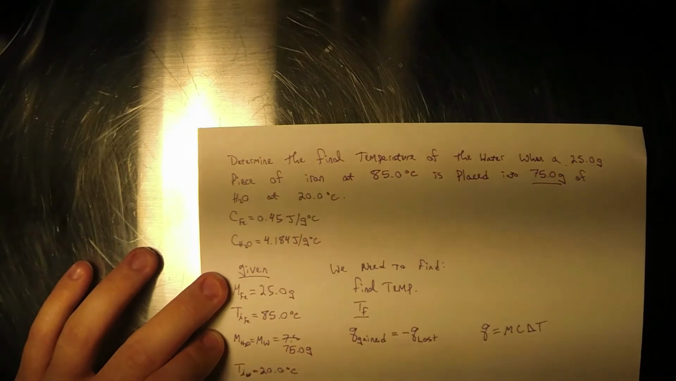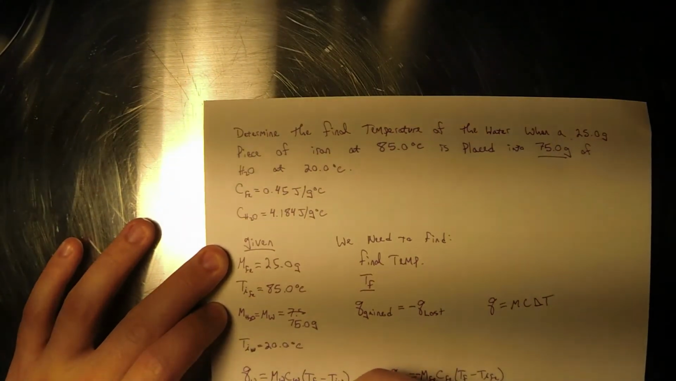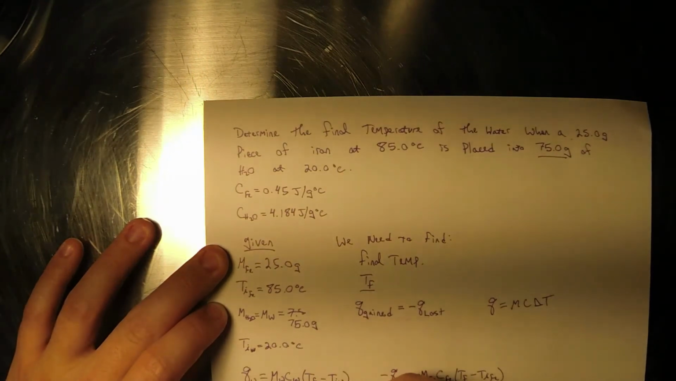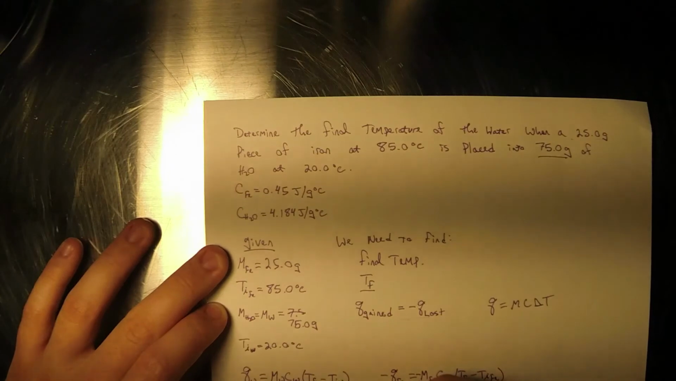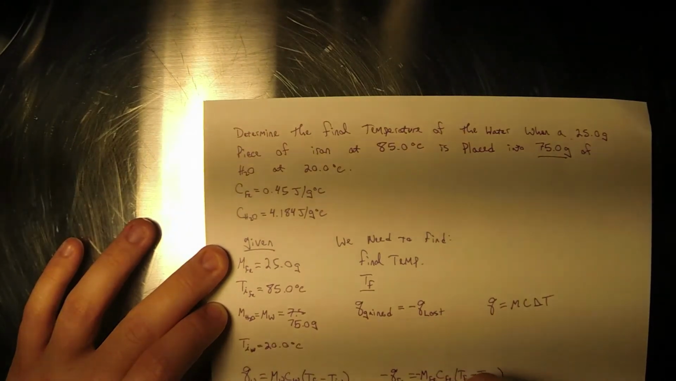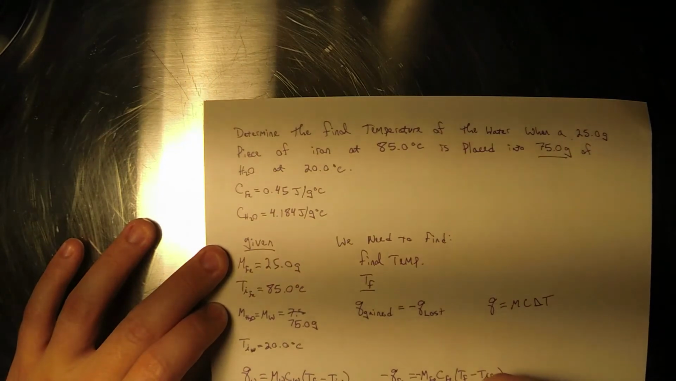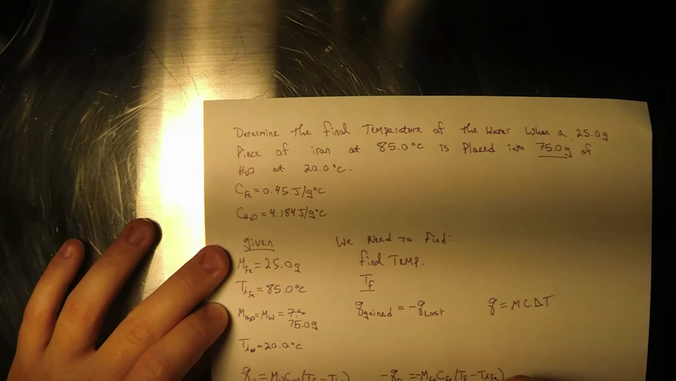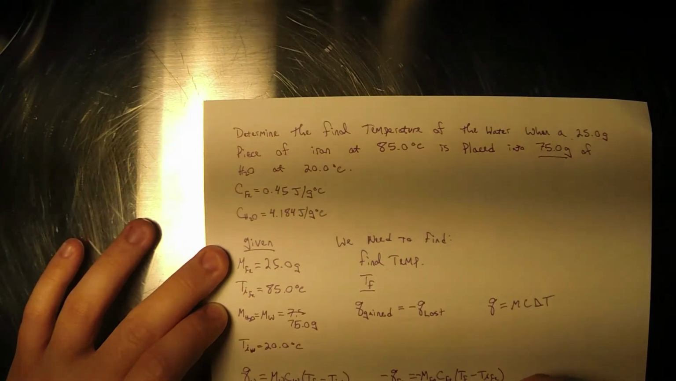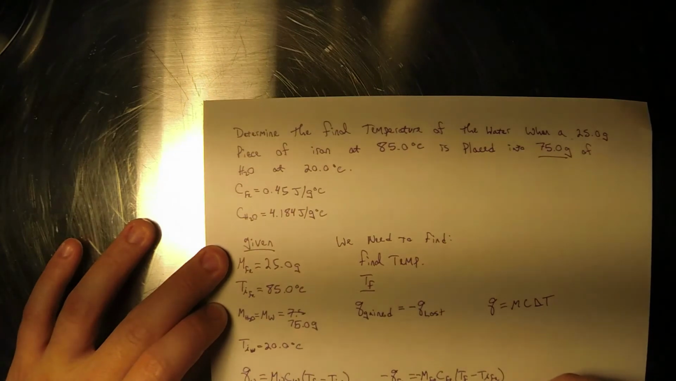So we'll start over here: mass of water, C W, parenthesis, final minus initial. And this is just all algebra. We haven't done any science yet, right? So minus mass of iron times specific heat of iron, parenthesis T final minus T initial of iron.